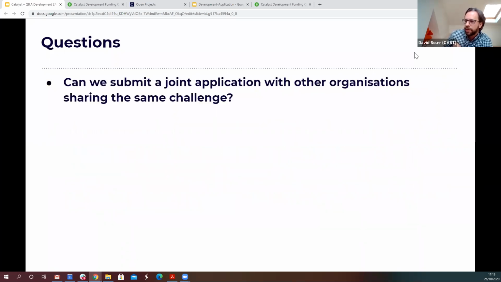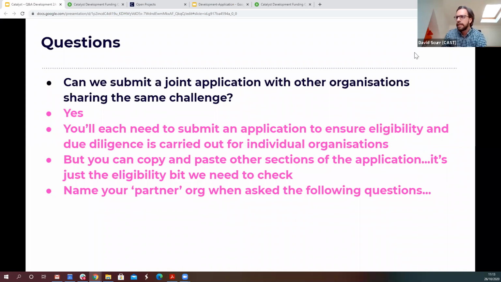There's another question here, which is also really interesting. Can we submit a joint application with other organizations sharing the same challenge? So the answer here is yes. We're really looking at the ways in which we can group some applications that have a similar challenge. What you will need to do, however, is each submit an individual application to ensure that we can cover eligibility and due diligence on an individual basis.